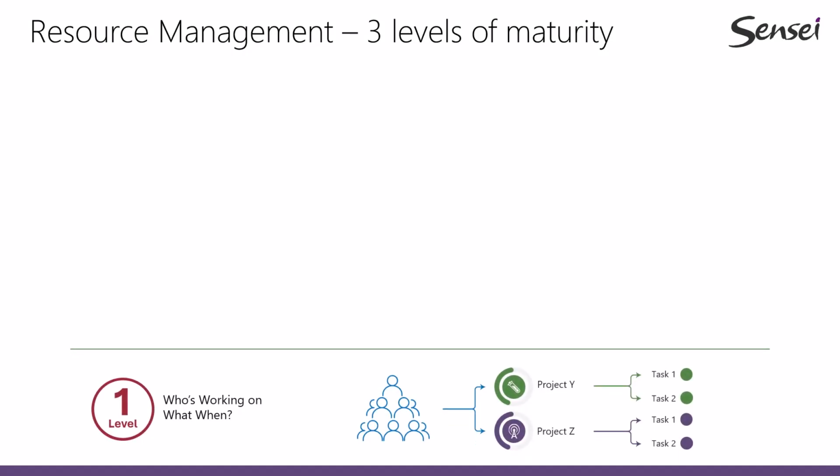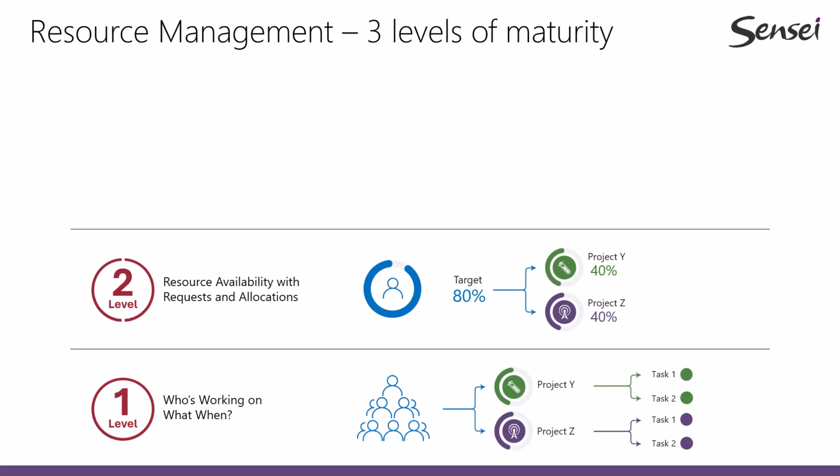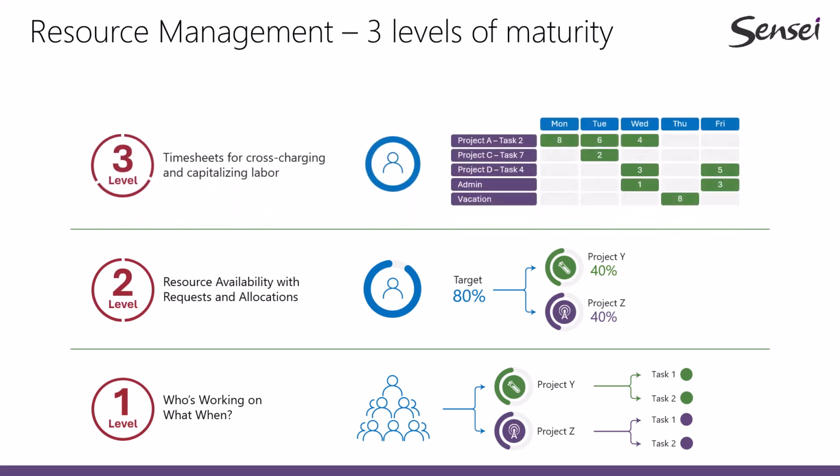For resource management, Sensei IQ supports 3 levels of maturity. Level 1 is when you want to see who's working on what and when. These are the assignments from your chosen work management tools. Level 2 is resource availability based on a request and allocation process. Level 3 is timesheets for cross-charging and capitalising staff costs.